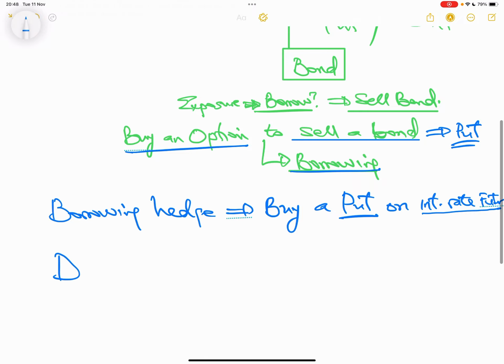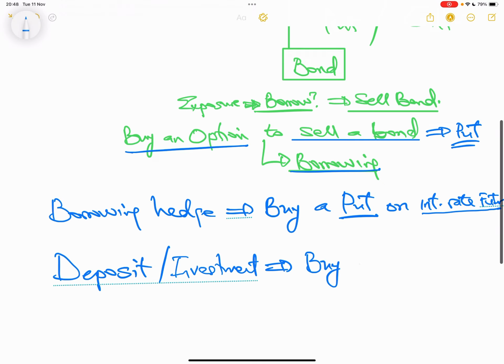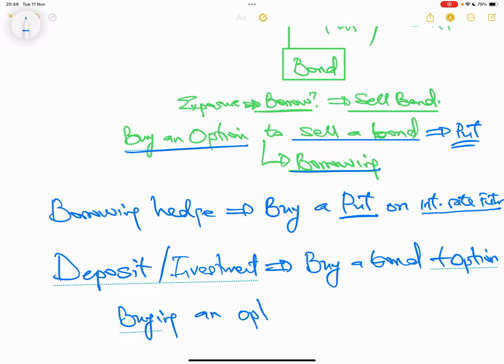But if it's to be a deposit or investment, if you look at it in the form of a bond, what you are trying to do is to buy a bond. Because when you buy a bond and you invest, that is synonymous with buying a bond. You are the one giving out your money for returns and redemption in the future. So buy a bond, and if you want to add an option to it, then it means you are buying an option to buy a bond. That's what it means.